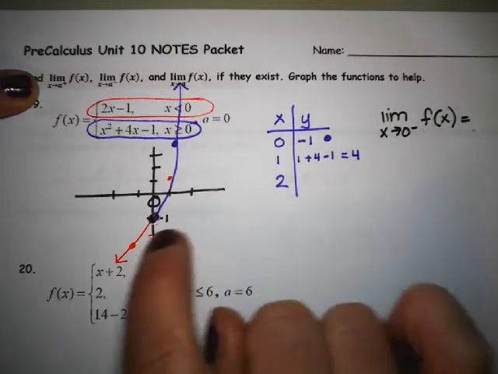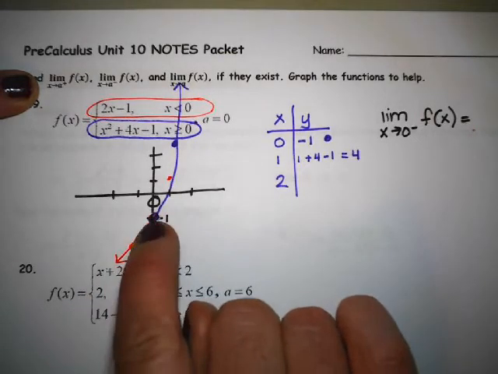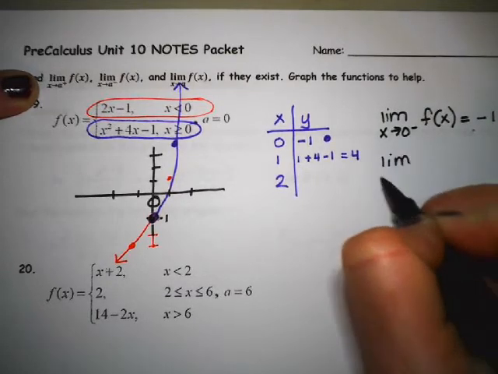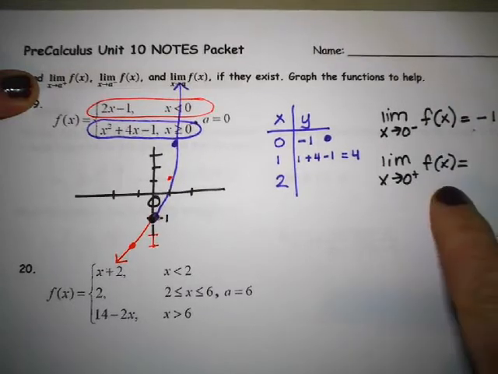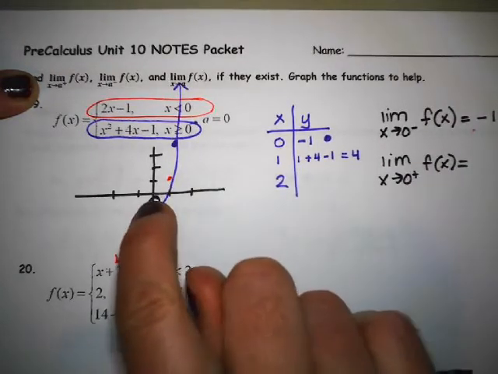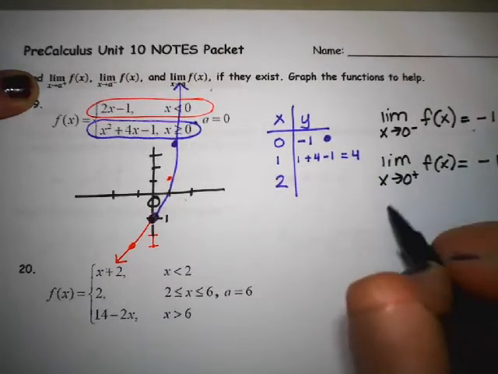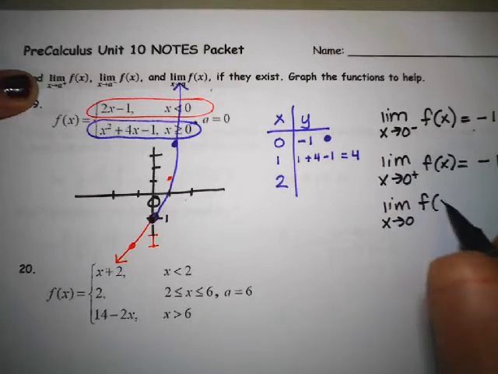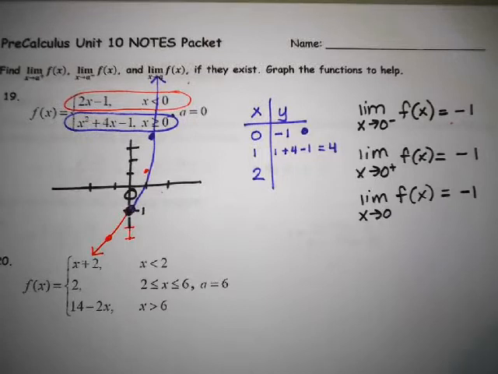And if I look at my graph, there's the graph of f of x. As we approach 0 from the left, my y value is -1. Now let's find the limit as x approaches 0 from the right of f of x. So here's x is 0 coming in from the right side. We're also down at -1. And therefore, the limit as x approaches 0 of f of x must also be -1.